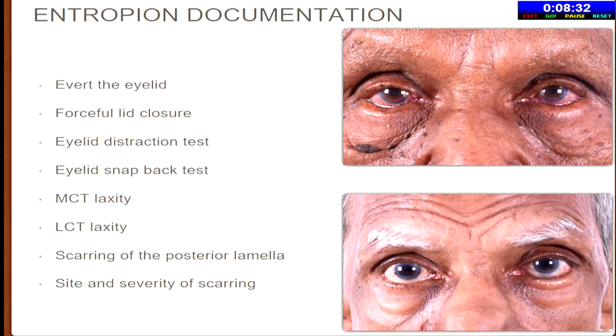So coming to entropion documentation, entropion is inversion of the eyelid. So first, when you see a patient with entropion, always invert the lid margin to see if there's any scarring of the tarsus. And ask the patient to close the lid forcefully, and you can see there is an overriding of the preseptal over the pretarsal orbicularis. And do different tests to document entropion: eyelid distraction test, eyelid snapback test, medial canthal tendon laxity, lateral canthal tendon laxity, scarring of the posterior lamella, and look for the site and severity of the scarring.